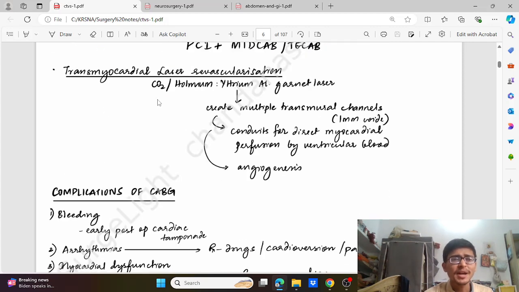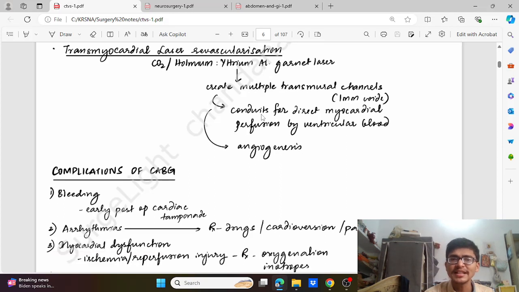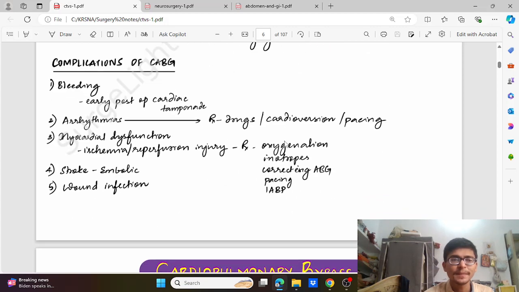Then we have transmyocardial laser revascularization with the help of CO2 or holmium yttrium aluminium garnet laser to create multiple transmural channels, that is holes which are 1 mm wide. It acts as a conduit for direct myocardial perfusion by the ventricular blood and results in angiogenesis.